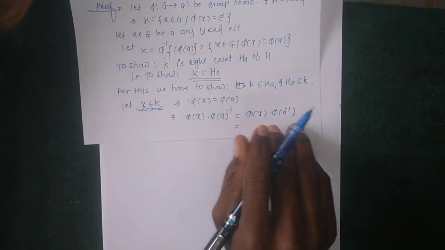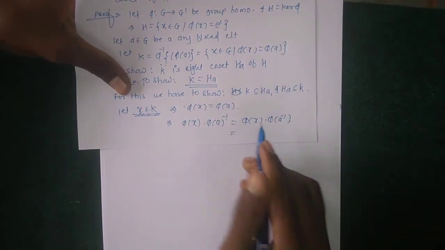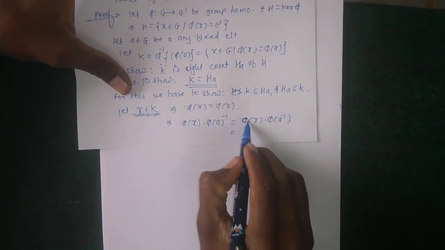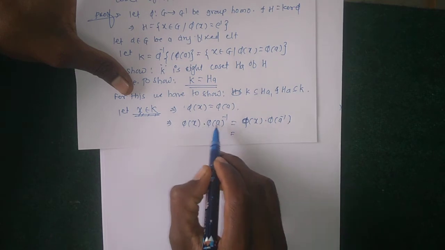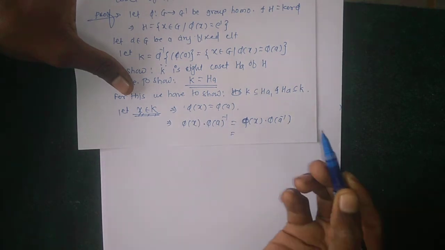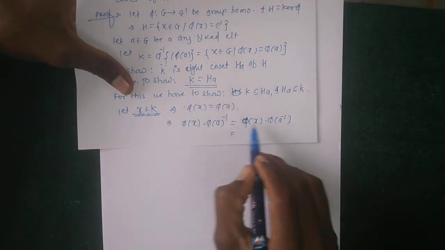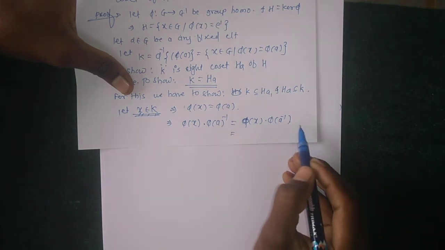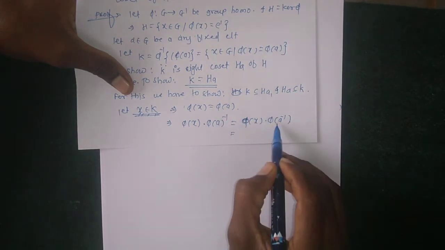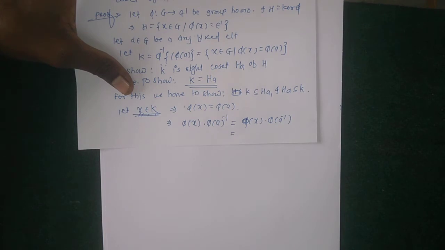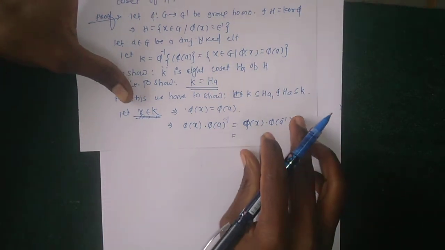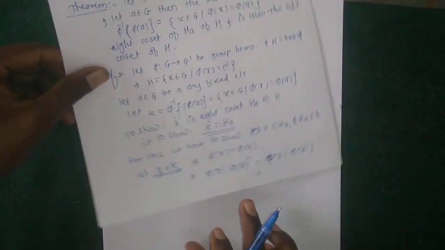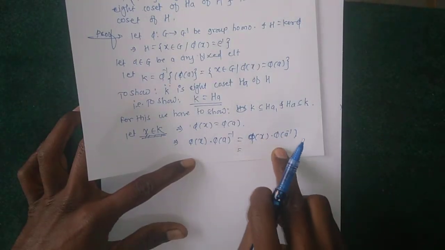Okay, by definition of K, here this phi of x into phi of A, and their whole inverse, is written in the form of phi of x into phi of A inverse, because phi of A, their whole inverse equal to phi of A inverse. Okay, so here phi of x equal to phi of A inverse equal to phi of x into phi of A inverse.